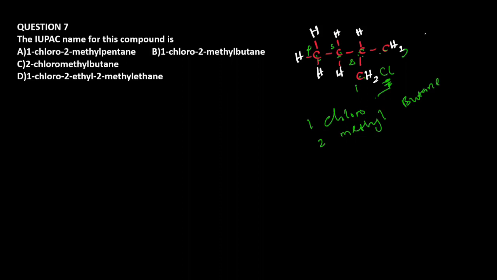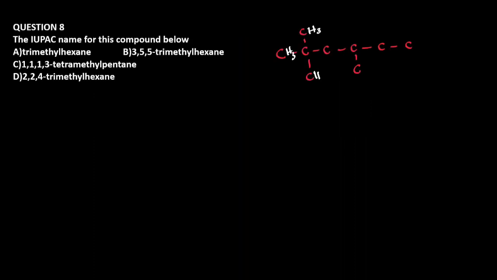I'm sure you have seen your answer already. Okay, that's fine. So which one comes first, chloro or methyl? Chloro comes first because C comes first in alphabetical order, then methyl. So we have 1-chloro-2-methylbutane. It's as simple as that. Option B is correct.